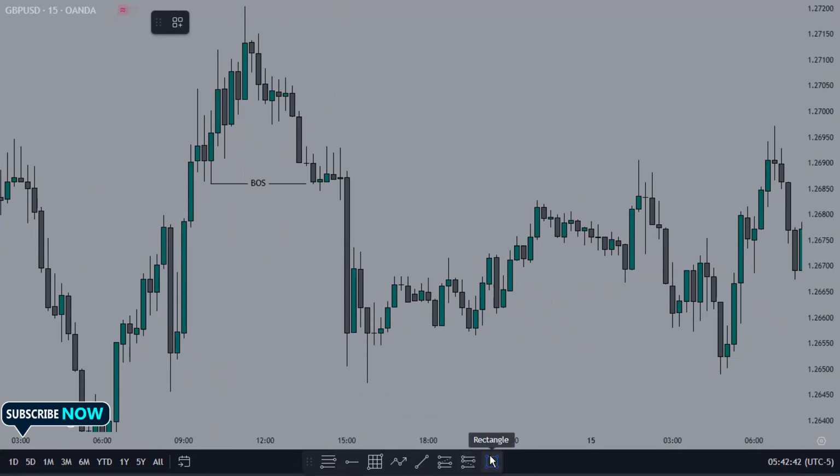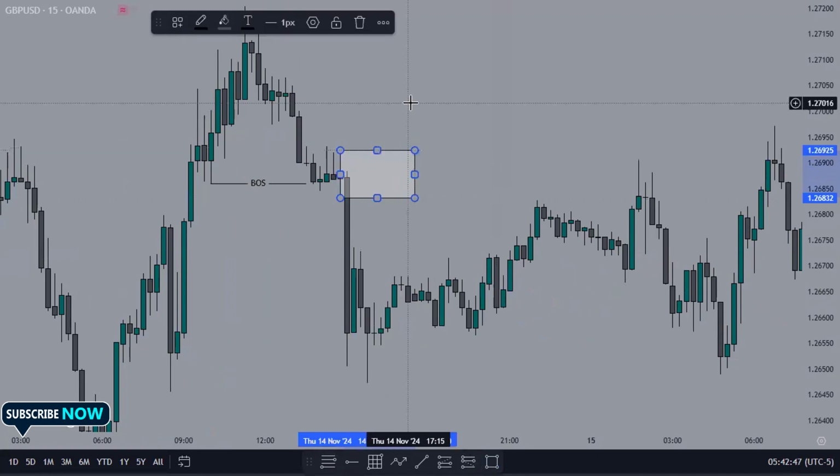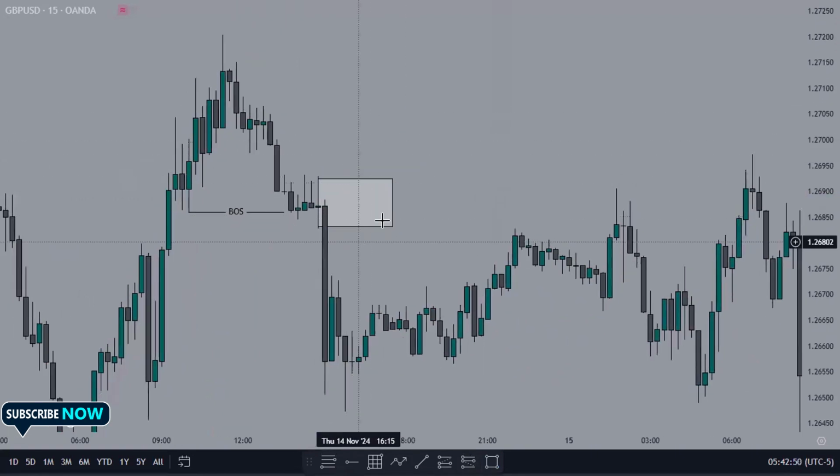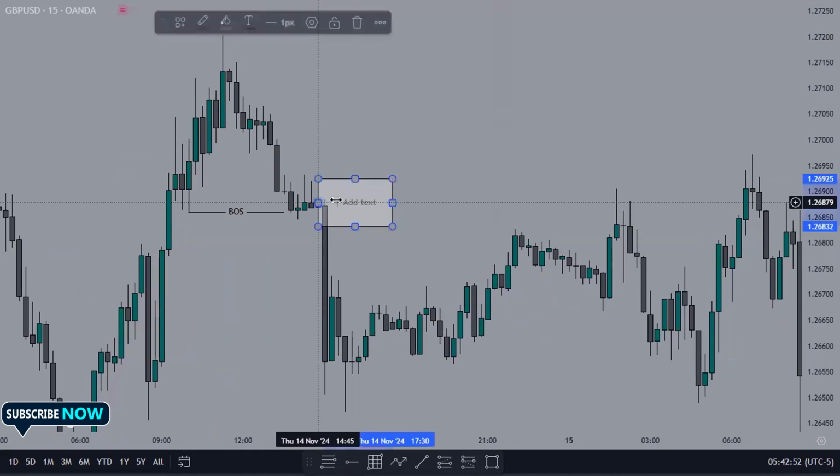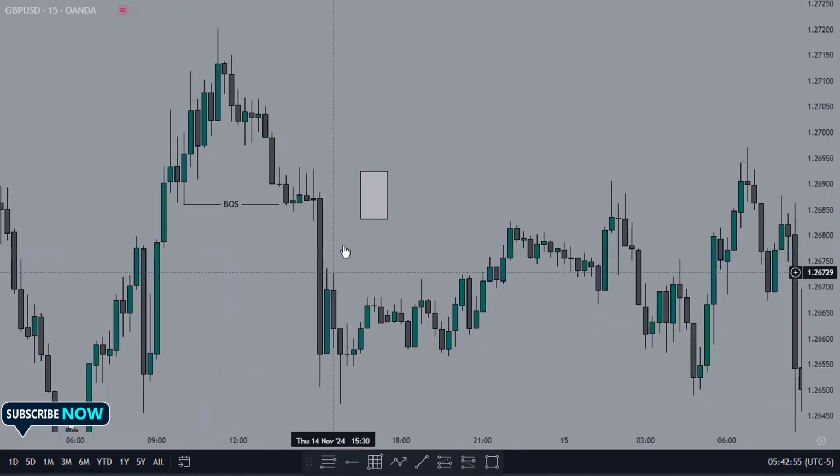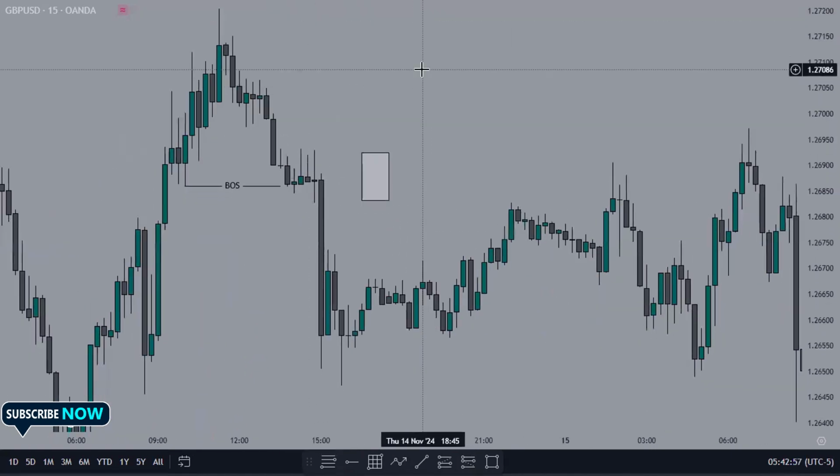You can call it whatever you want to call it. But this is my POI, point of interest. All right, I'm trading here. Why? Because it is simple. We have a fair value gap. That's basically all I'm looking for.